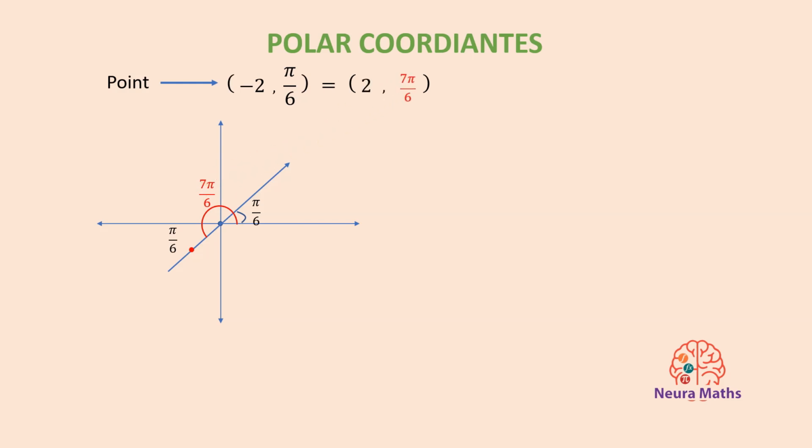In fact, since each angle can have an infinite number of coterminal angles, there are an infinite number of ways to express the polar coordinates for each point. This is unlike the Cartesian coordinates.